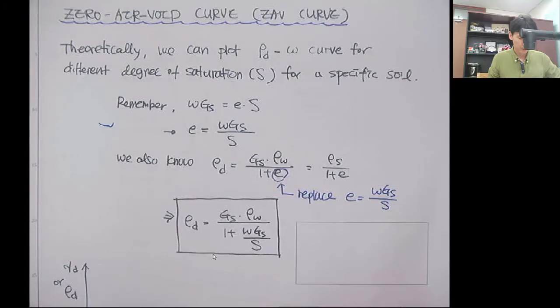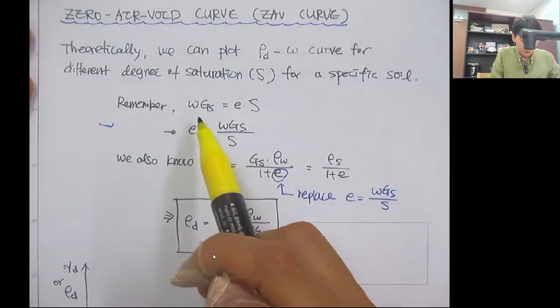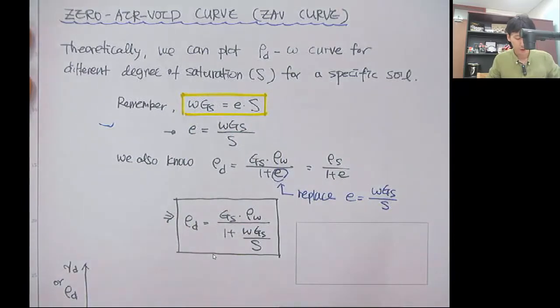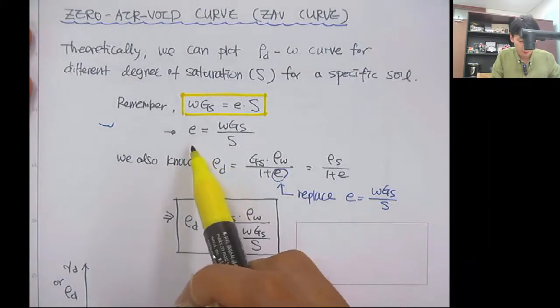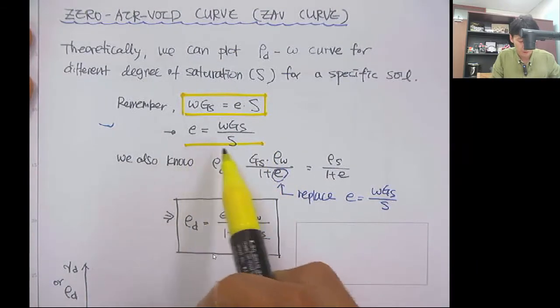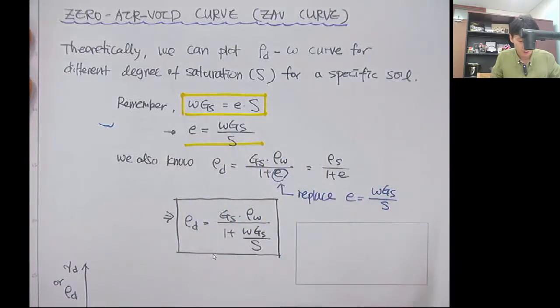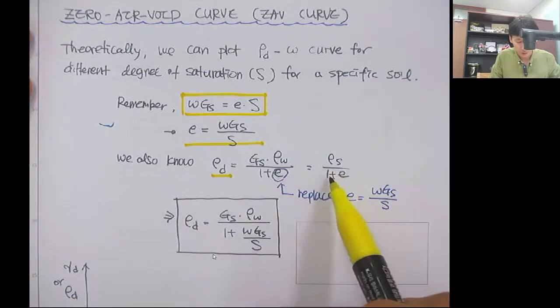And on top of the compaction curve, we can also plot another curve for different degrees of saturation for a specific soil. So remember this relation, that wGs is equal to the void ratio times the degree of saturation. So from here we can manipulate the equation to get the void ratio e equals wGs over S. And we also know that the dry density is rho s over 1 plus e.